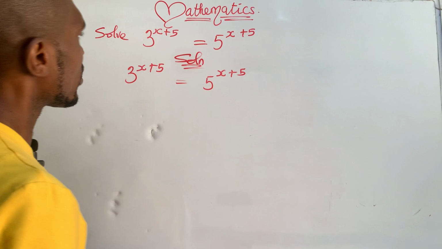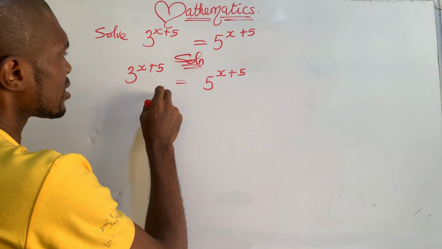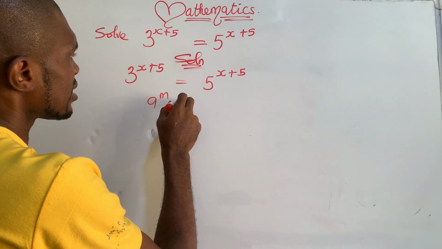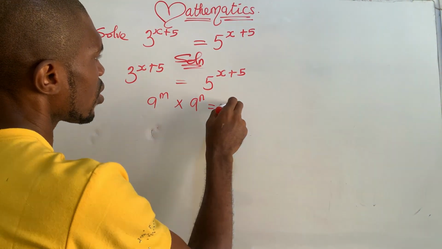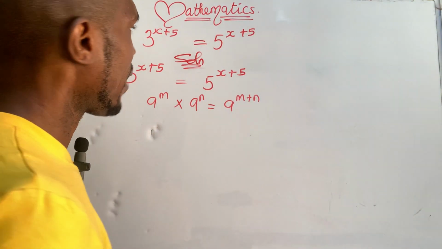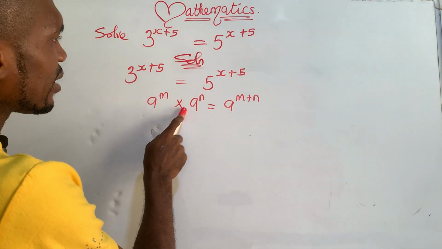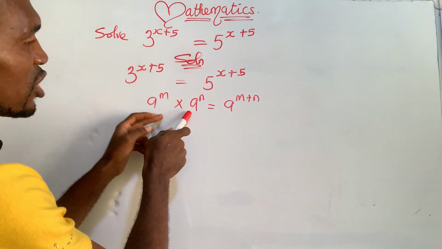This can also be written as, before I do that, let me give us the law of indices. The law of indices says a raised to power m multiplied by a raised to power n is equal to a raised to power m plus n. Right? This here is this and this. Now I want to convert this into this.